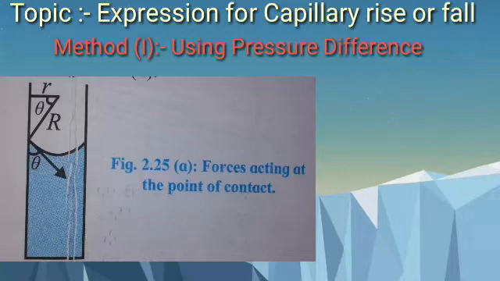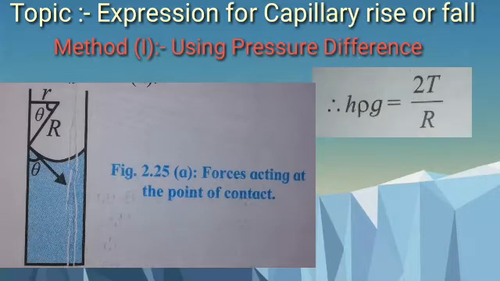The pressure due to the liquid column of height h must be equal to the pressure difference 2T by R due to the concavity, where h is the height of the liquid column, rho is the density of the liquid and g is the acceleration due to gravity. Let small r be the radius of the capillary tube and theta be the angle of contact of the liquid, as shown in the figure.